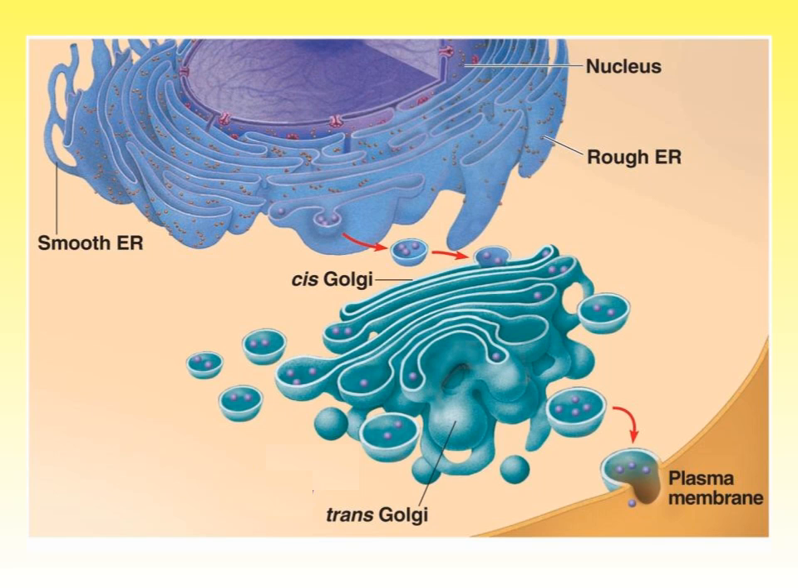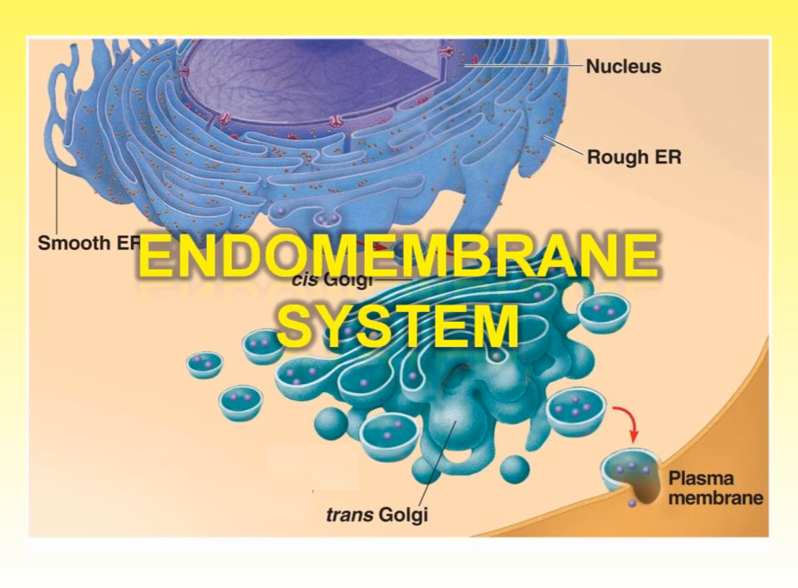This process of a vesicle merging with the cell membrane to export materials out of the cell is called exocytosis. Remember, the ER, Golgi, and vesicles are all part of the endomembrane system.